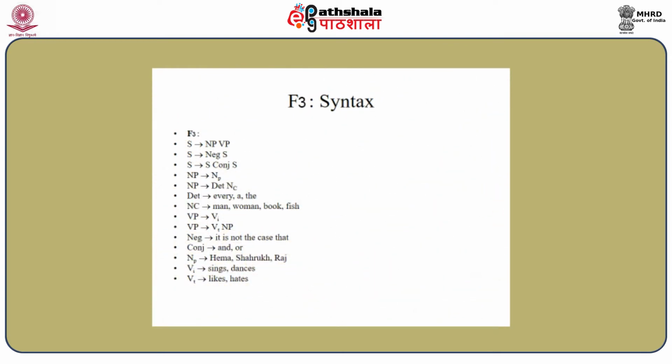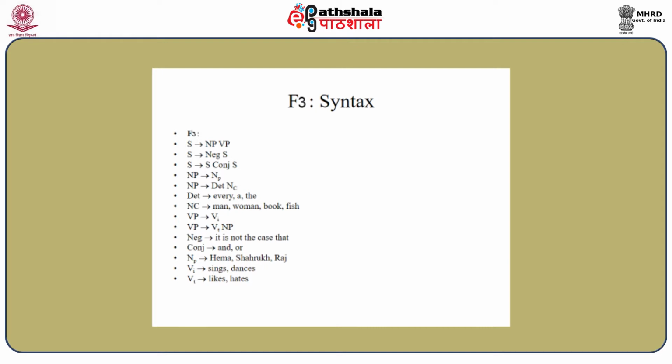Okay. Now, let's say we look at a fragment of natural language that deals with quantified statements. As before, let's look at this third fragment, call it F3. What would F3 look like? S goes to NP VP, NP goes to N sub P, N sub P goes to Hema, Shahrukh, Raj, just like before. NP now can also go to Det N sub C. Now we are bringing in common nouns. N sub C goes to man, woman, book, fish. S goes to neg S. S goes to S conj S. Det goes to every, some, the.